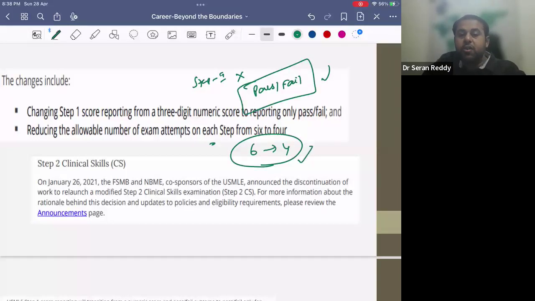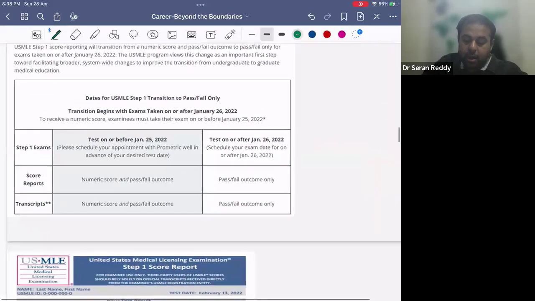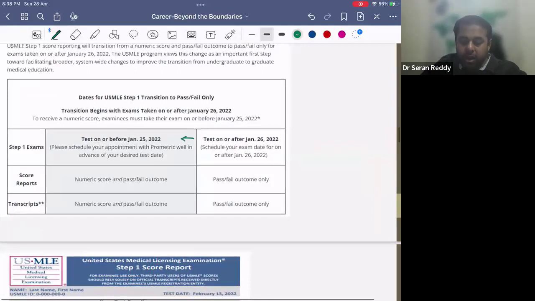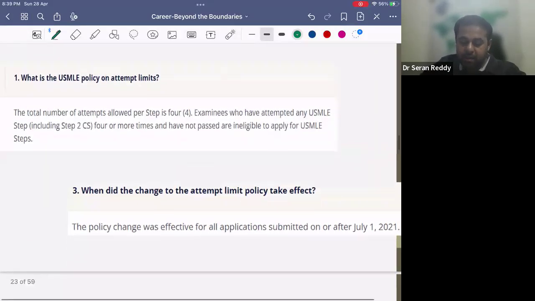And from 2021, the CS clinical skills examination, for which you had to go all the way to the US to attempt, has been removed, and instead of this they brought the OET examination, which is just an English examination. So there are two major changes which happened in the last 3 years. Before 2022, though they announced it in 2020, till January 25th the scores will be there, and after this only pass or fail. This is how the result will come, regardless of how much score you have, and the number of attempts have been decreased.